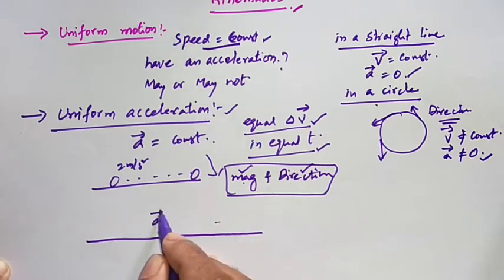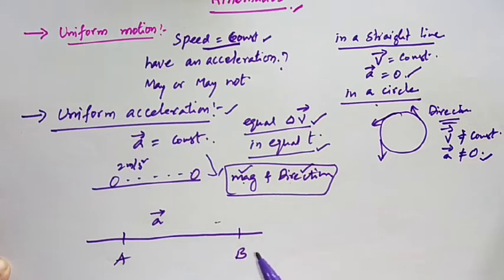Now let us see an object moving with uniform acceleration a. I am observing the body from point A to point B. Before that it also has motion, and after this it also has motion, but I am observing from point A to point B. So when it is in uniform acceleration, I want to calculate different parameters.